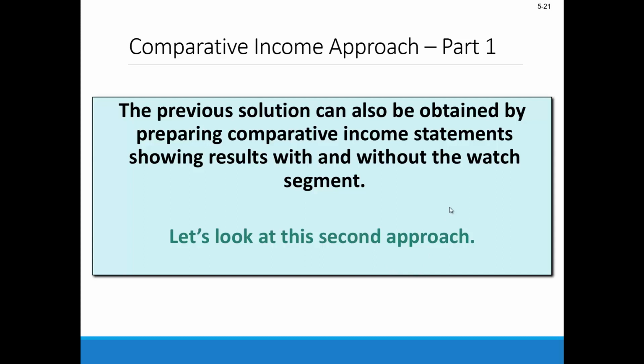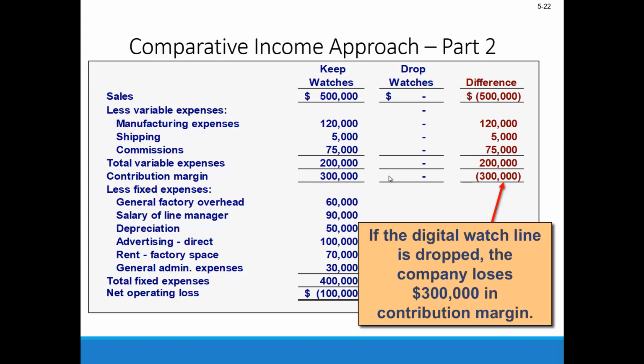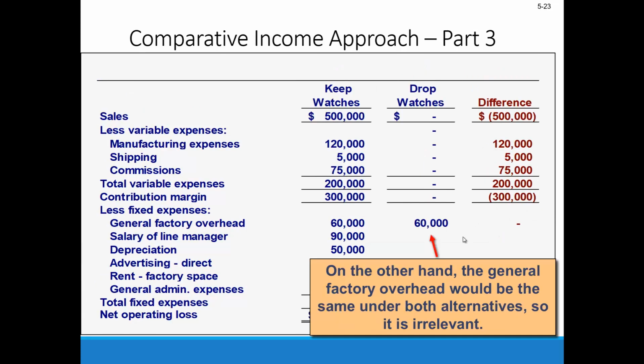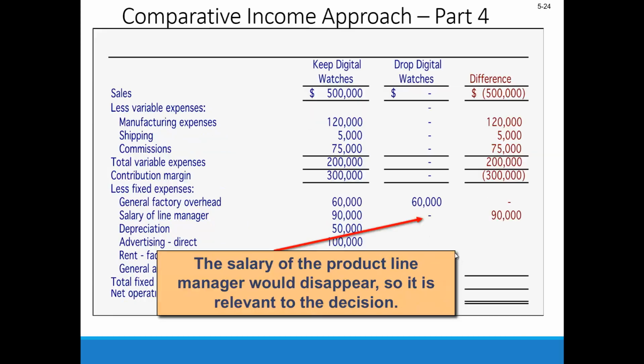The previous solution could also be obtained by putting together the comparative income statements showing results with and without the watch segment. That's more like our total cost approach from our first learning objective. So I just want to take a quick look at that to highlight the difference. If we keep the watches, we had this net operating loss in the segment of $100,000. If we drop the watches, we're losing all the sales and all the variable expenses as well, but the total contribution margin of $300,000. General factory overhead remained. Remember, that was just allocated to our different product lines. Salary of the product line manager disappears. That's avoidable.